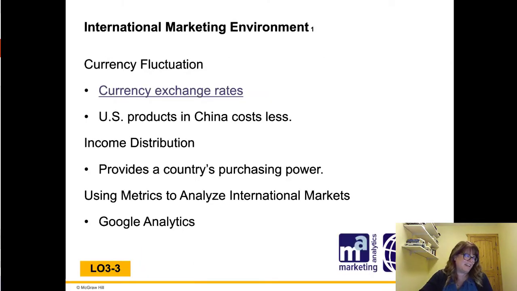Important international considerations. Currency fluctuation refers to how the value of one country's currency changes in relation to the value of other currencies. A country's income distribution often provides the most reliable picture of its purchasing power, and a variety of tools exist to analyze the international marketing environment. For example, Google Analytics allows you to quickly see what countries visitors to your website are from, how many pages they visited, and how long they stayed on the site.